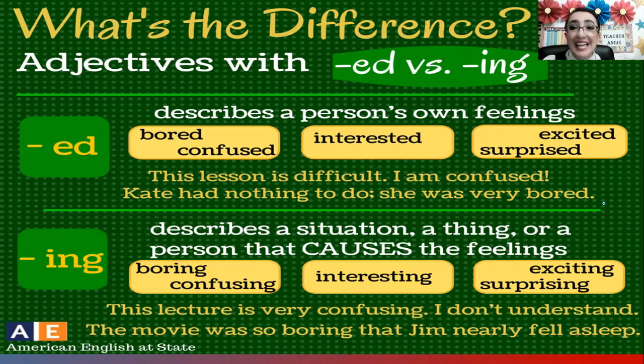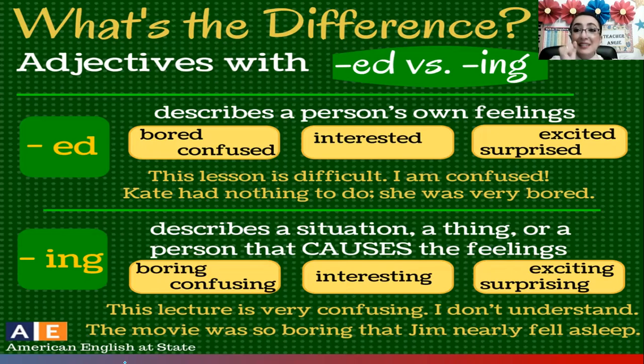She was very bored. Ella estaba aburrida. ¿Cómo se sentía? The movie was so boring. La película estuvo aburrida, ¿no? That Jim nearly fell asleep. Que Jim casi se queda dormido. Aquí te estoy describiendo una cuestión, una situación, una cosa o una persona que causa el sentimiento. En los adjetivos con ed hablamos del sentimiento. Te describo el sentimiento que tiene la persona y con los adjetivos en ing te estoy describiendo lo que causa ese sentimiento.